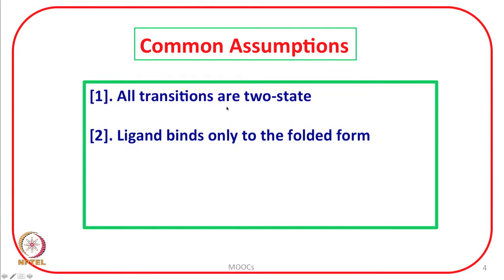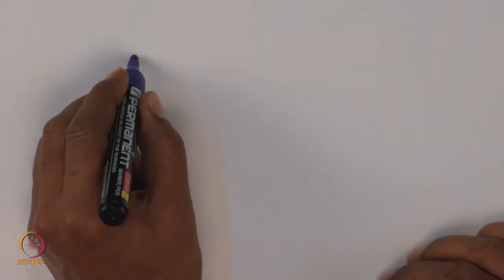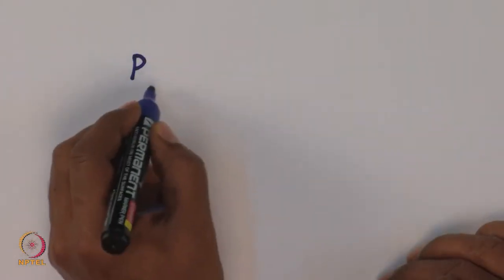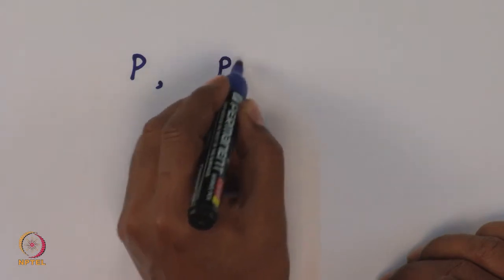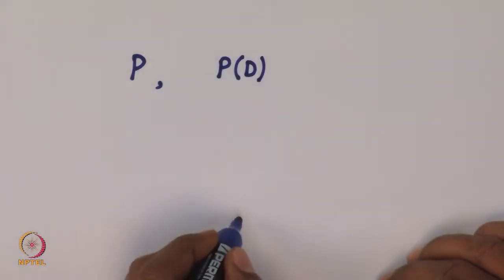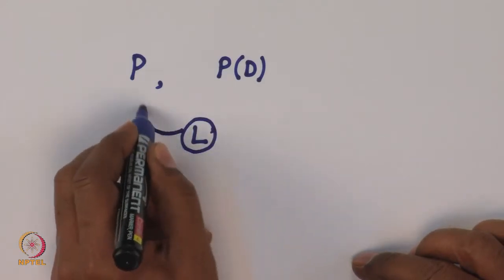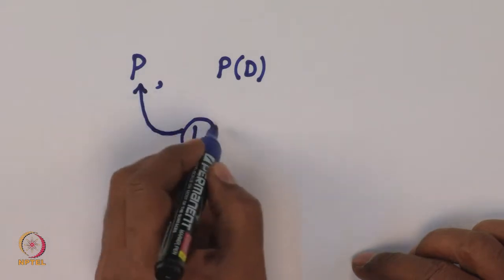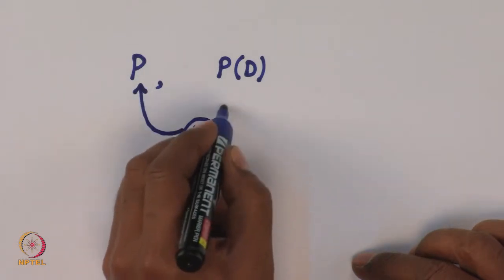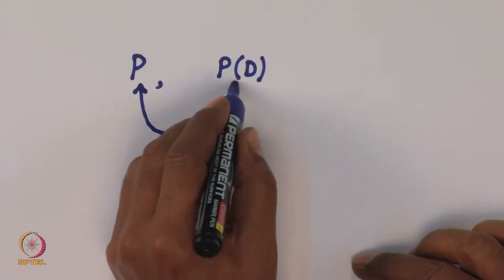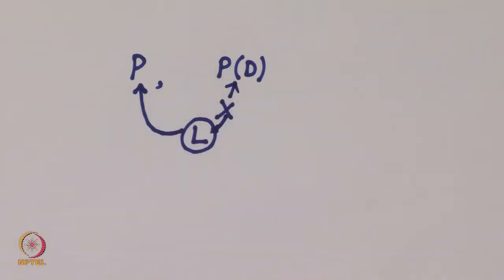The second assumption that we will make is that a ligand binds only to the folded form. In other words, if I have P and if I have P denatured in the mixture and I add a ligand, the ligand has only affinity with the native form and it does not bind with the denatured form. That is the assumption.